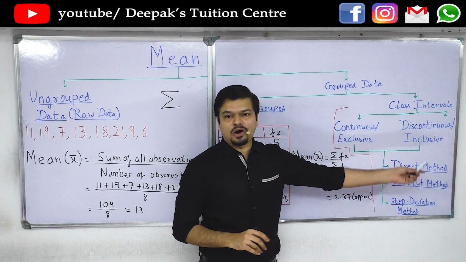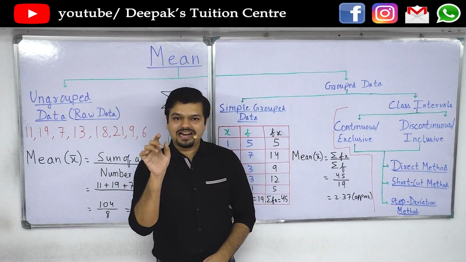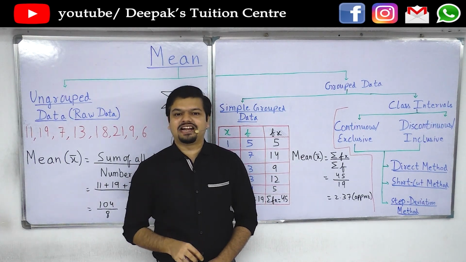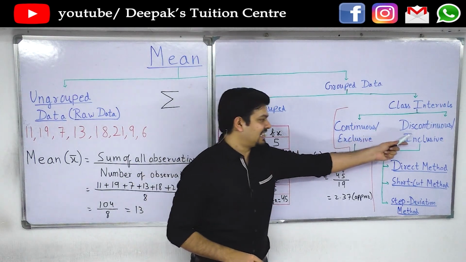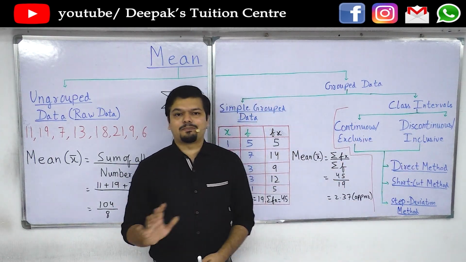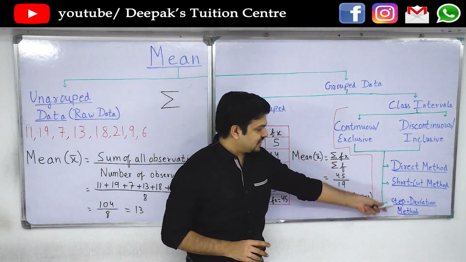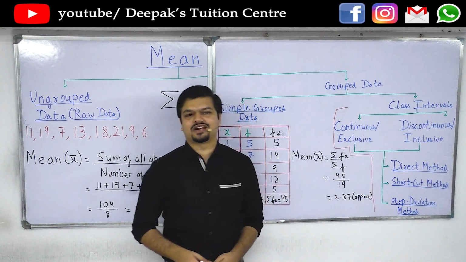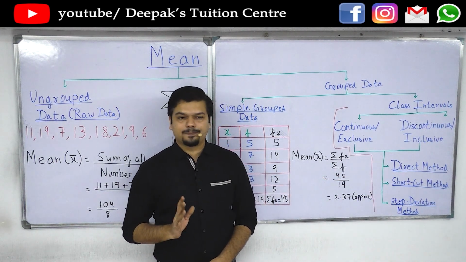And discontinuous or inclusive format means that there will be a gap, that is 1 to 10, next is 11 to 20. So we have a gap between 10 and 11. Either the data is continuous or discontinuous, it does not matter during the calculation of mean. We can simply use any of the three methods: direct method, shortcut method, or step deviation method. We can use any of these and calculate our mean.